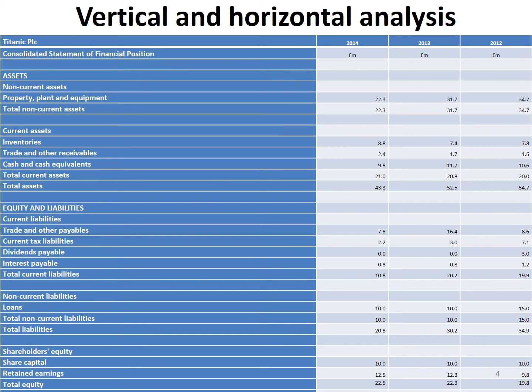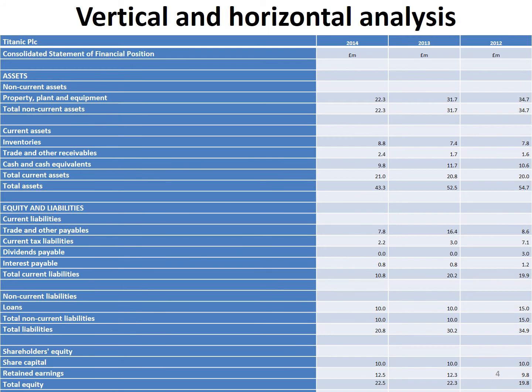2014 equity. Under that, let's say the current liability amount is 7.8 million. So 7.8 divided by 43.3 into 100. That's vertical analysis. In horizontal analysis, what will happen?